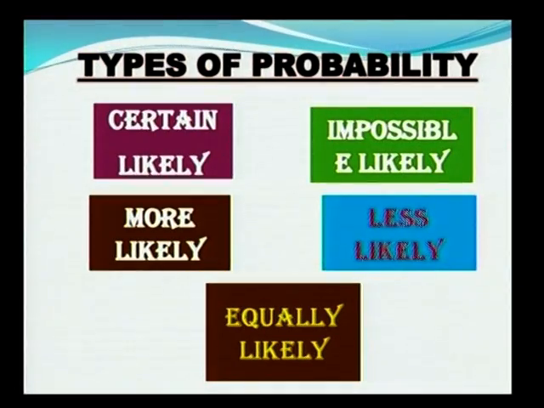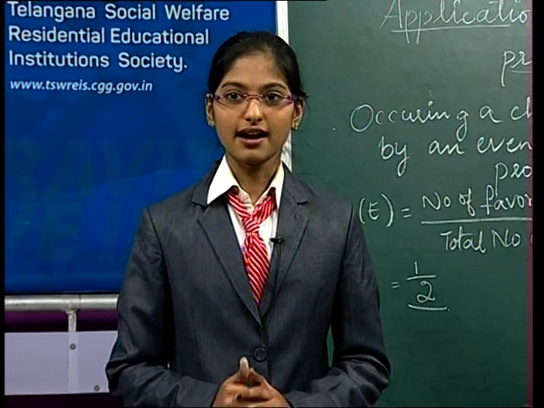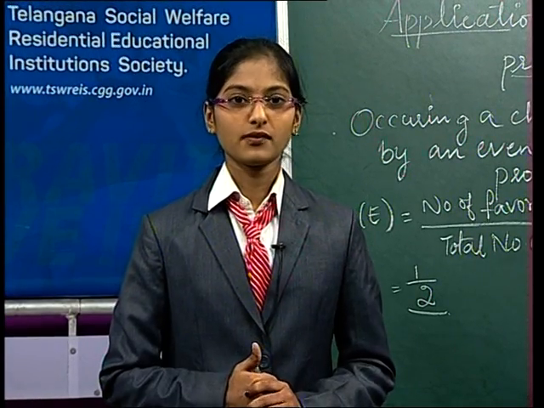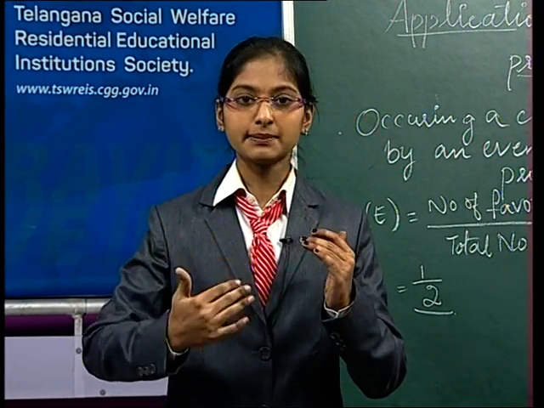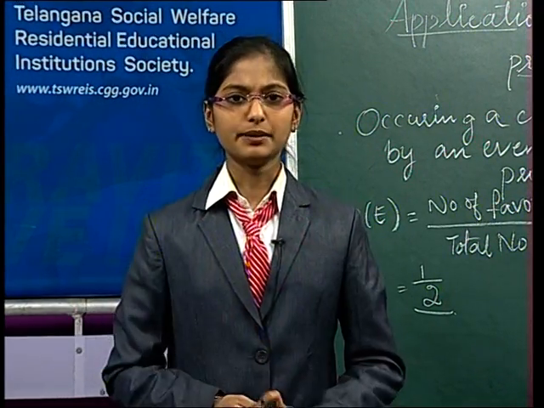Yeah, here are the types of probability. The first one is certain likely, the second one is more likely, the third one is impossible likely, the fourth one is less likely, and the fifth one is equally likely. So, what is meant by certain likely? The first one is certain likely. The chances which come 100%, that means exact chances will come, is called certain likely.